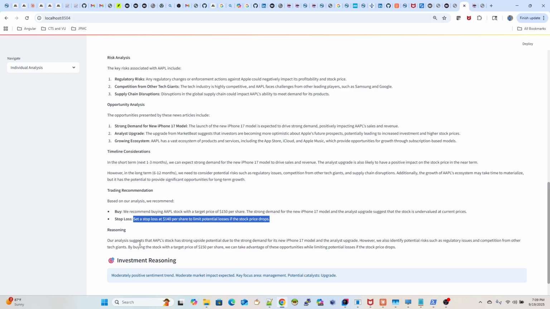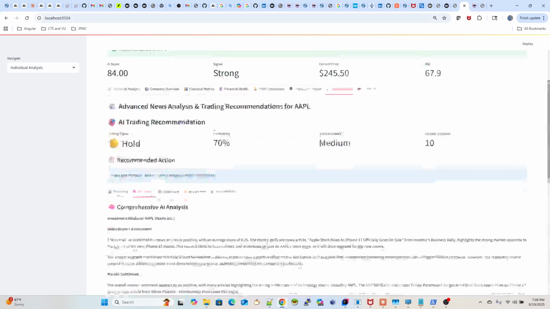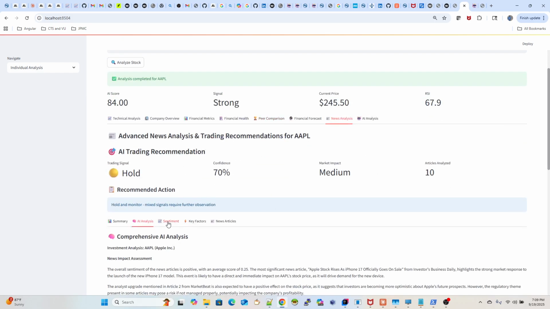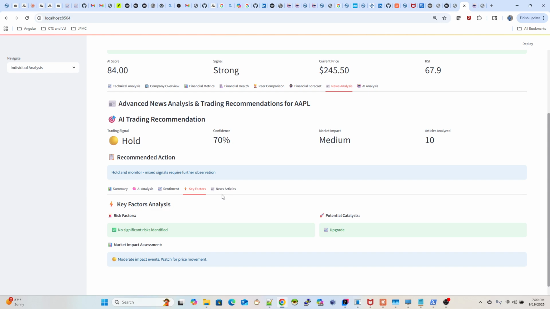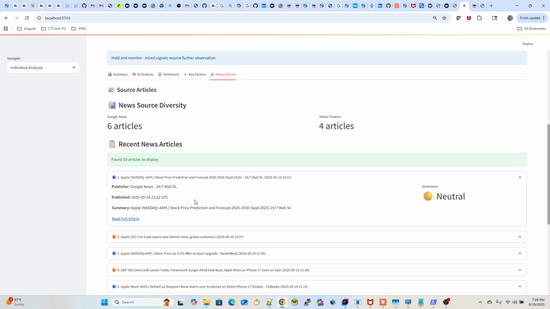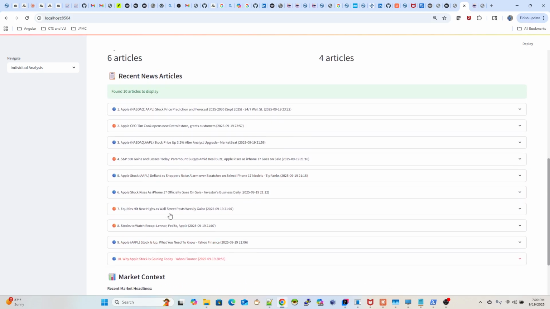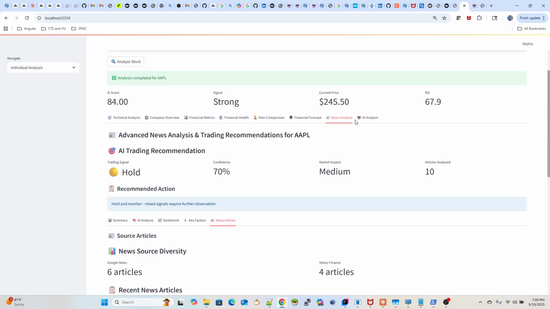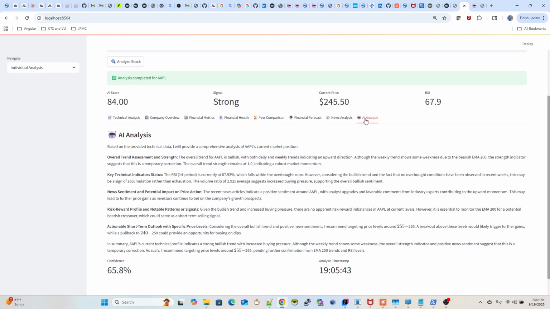Our analysis says Apple stock has strong upside potential. So this is the information you can see here. Similarly, if I go to sentiment, it will give you key factors, news and articles. This is where I'm talking about the multiple articles we fetch from different kinds of data sources. Look here, each of the top 10 articles, then market context, and then AI analysis. Finally, it will generate a comprehensive analysis on what the final take is.